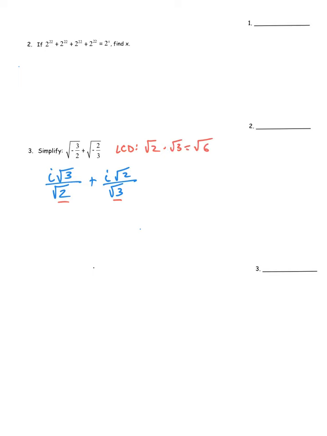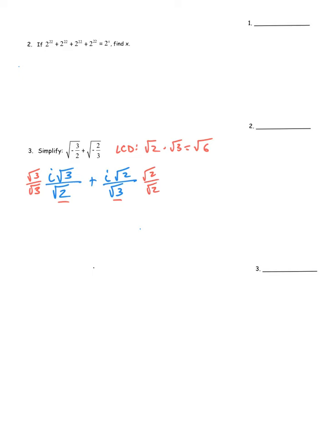And then we're going to multiply each one of these fractions by a funny form of 1. So the first fraction we're going to multiply by rad 3 over rad 3. And the second fraction we're going to multiply by a different funny form of 1, which will be rad 2 over rad 2. Now we're going to simplify each of these fractions.